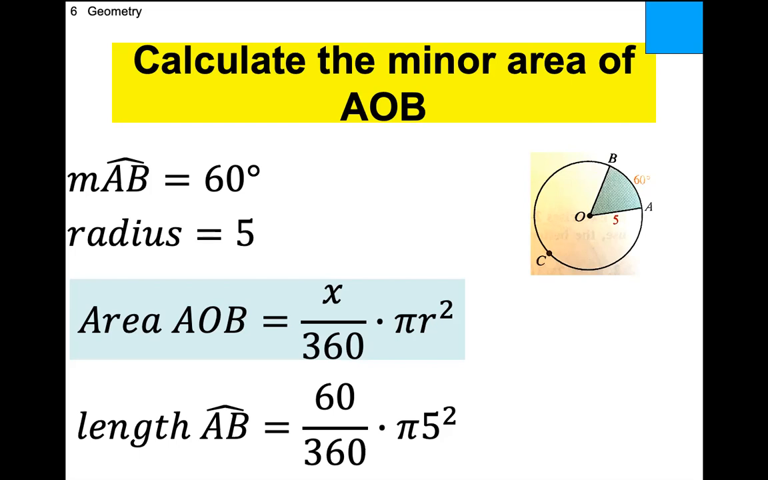Calculator, give it to me as a decimal. I always do one as a decimal and the rest I leave in terms of pi. 13.08. And I rounded it to 13.1.